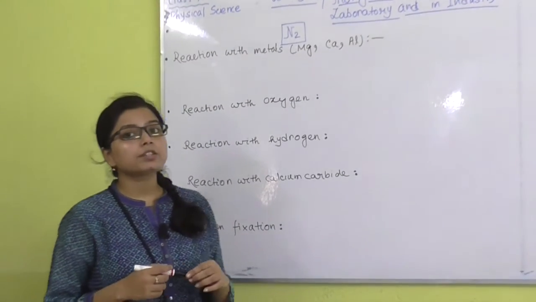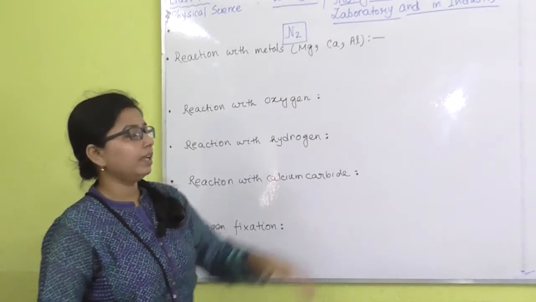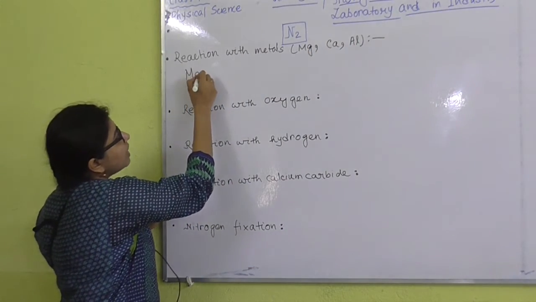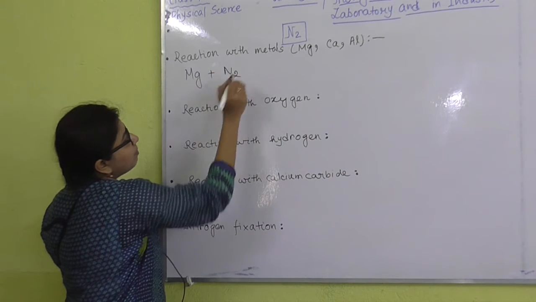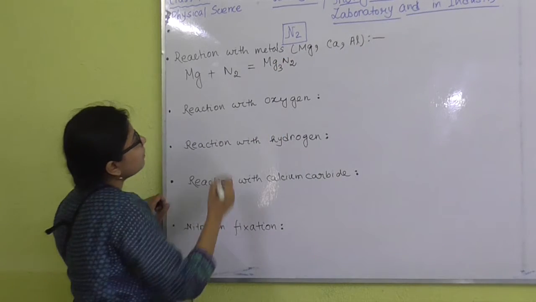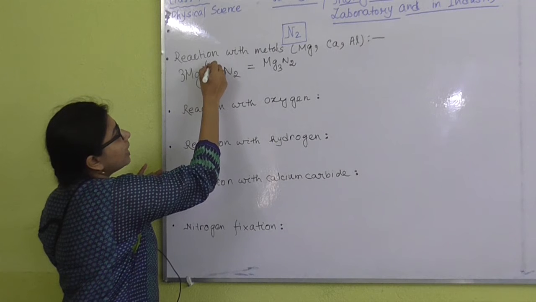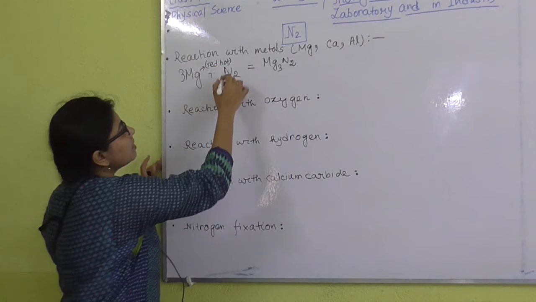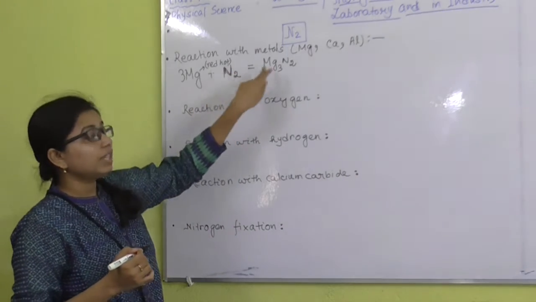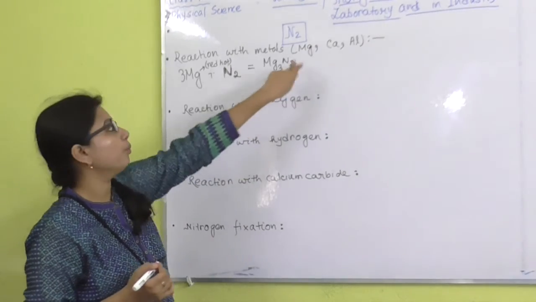Come to the chemical properties of nitrogen gas. First I am starting with the reaction with certain metals like magnesium Mg, calcium Ca and aluminium Al. If you pass this nitrogen gas over magnesium, what will happen? It will produce magnesium nitride. So 3 Mg, and the metal should be red hot. You have to pass this nitrogen gas over the red hot magnesium metal, then it will produce magnesium nitride, that is Mg3N2.